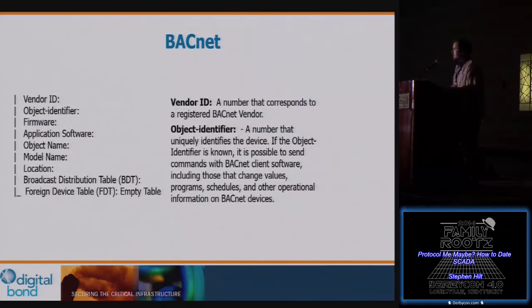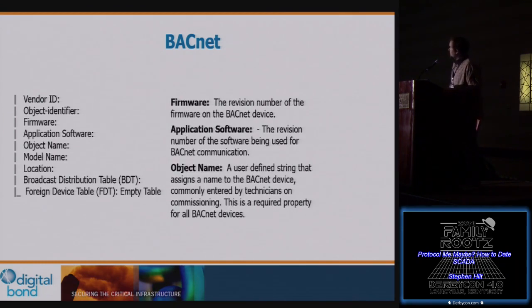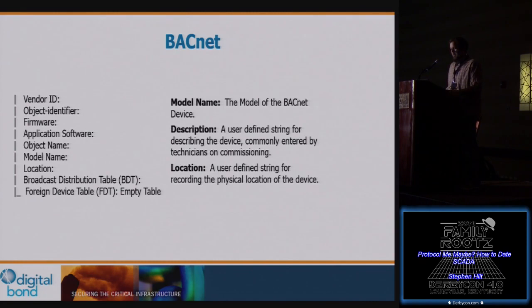Based off all that information that we gathered, we went and wrote an nmap script, after several iterations of a Python script, to pull vendor ID and object identifier, which is the number, as I stated earlier, that uniquely identifies that device. If the object identifier is known, it is possible to send commands with BACnet client software, which is important. Take note of that one. You can also get the firmware, application software, object name, model name, description, and location.